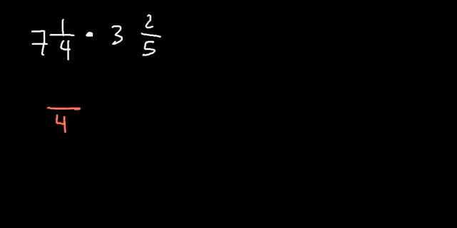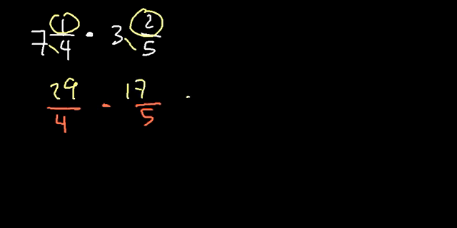Now let's say you want to multiply two mixed fractions. How can you do it? The best thing for this one is just to convert it into an improper fraction. So the denominator is going to stay the same. The numerator is going to be 7 times 4, that's 28, plus 1, so that's 29. Here, 3 times 5 is 15, plus 2, that's 17.